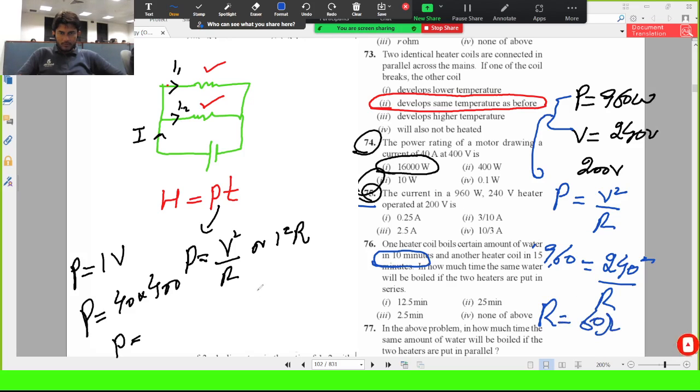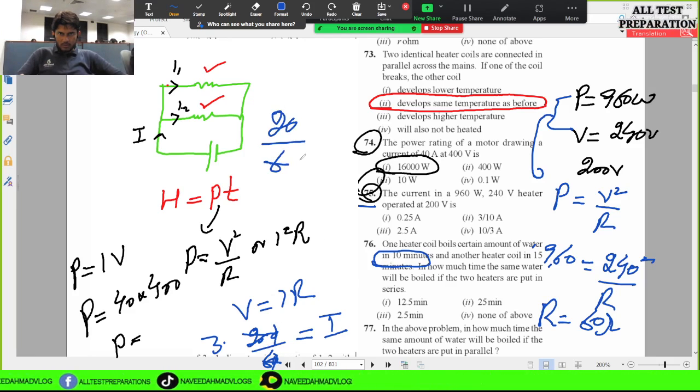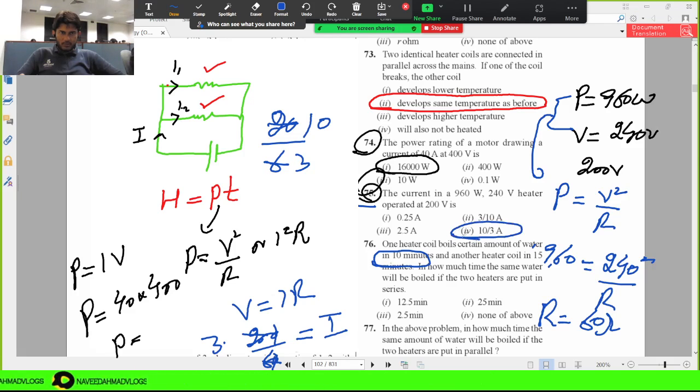So as we know that from Ohm's law, V is equal to IR. So your V is 200, okay, and resistance is given as 60. So your current will be equal to, cancel this 0, 20 divided by 60. So 10 divided by 3, option D will be the correct answer.